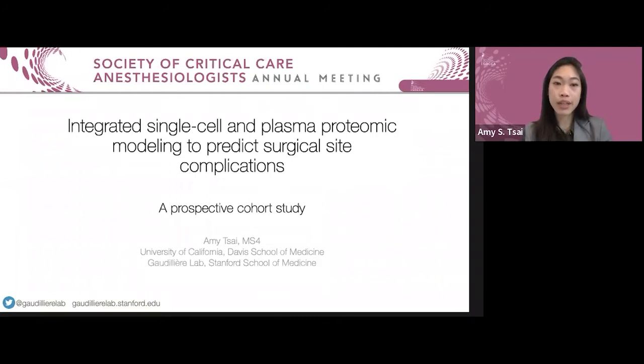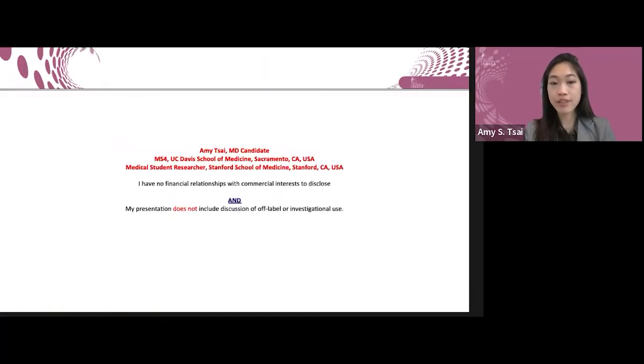Today, I'll be talking about integrating single-cell and plasma proteomics in order to predict surgical site complications. My name is Amy. I'm a fourth-year med student at UC Davis, and I'm presenting my research with the Gaudilliere Lab at Stanford School of Medicine. I have no financial disclosures.